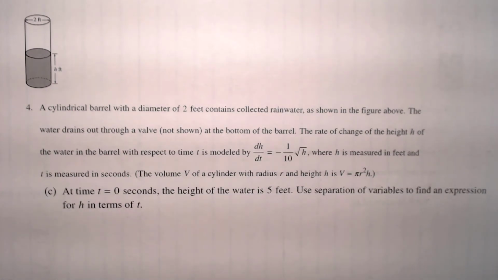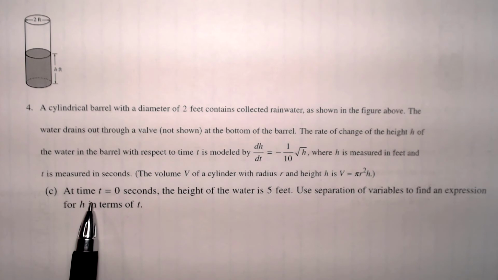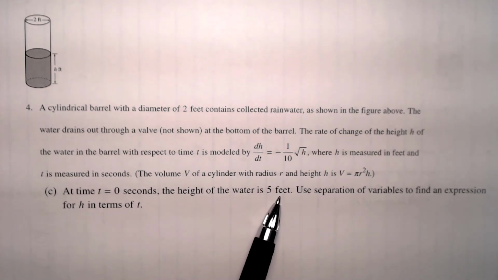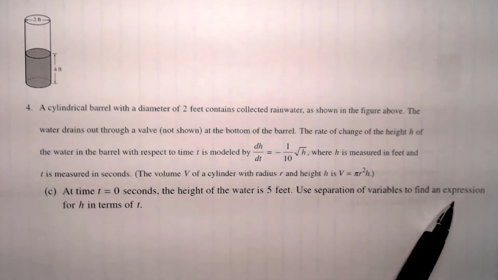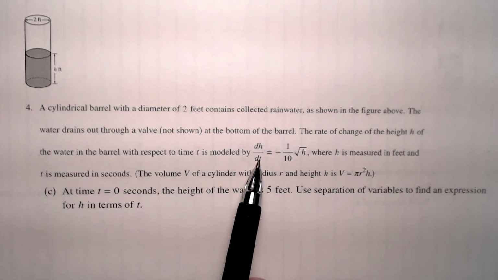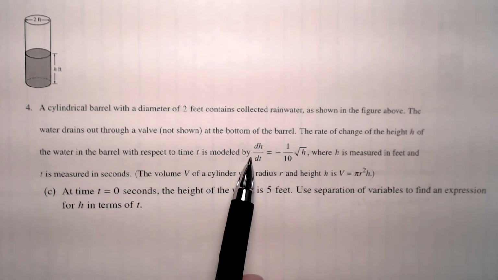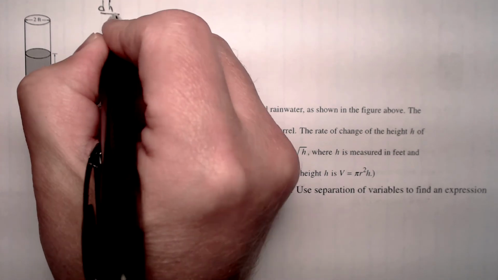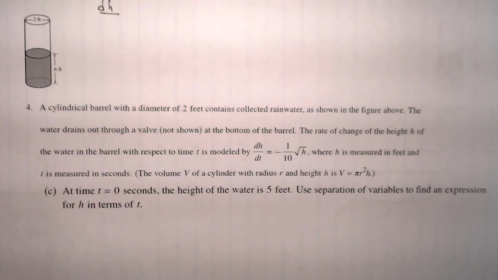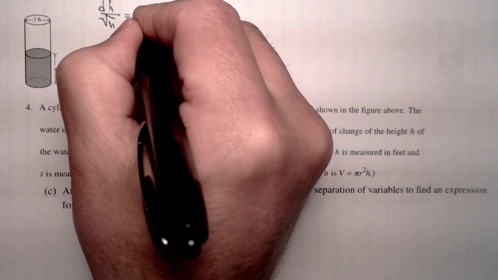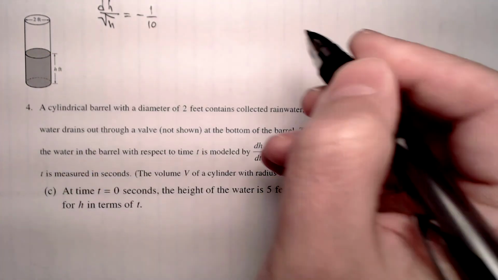So in this part of the question, we are given the initial condition that at time 0 the height of the water is 5 feet, and then we are being asked to use separation of variables to actually solve for h in terms of t. So let's separate the variables, bring all t's to the right hand side and all h's to the left hand side, and we'll get dh over square root of h is equal to negative 1 over 10 dt.